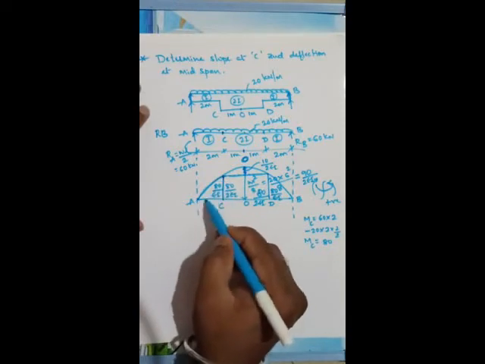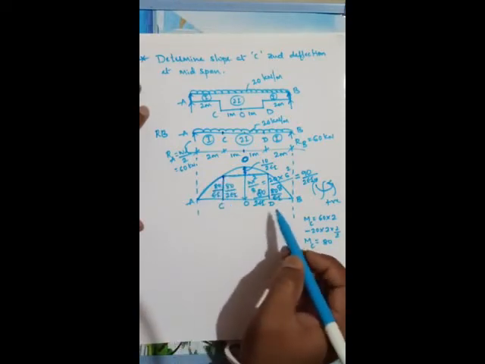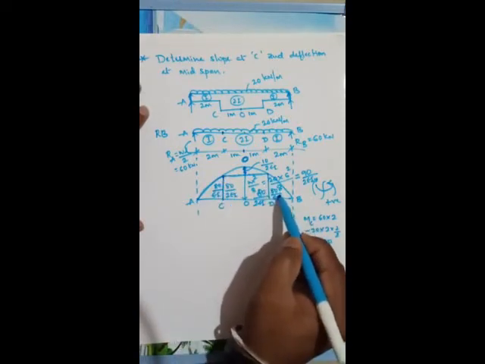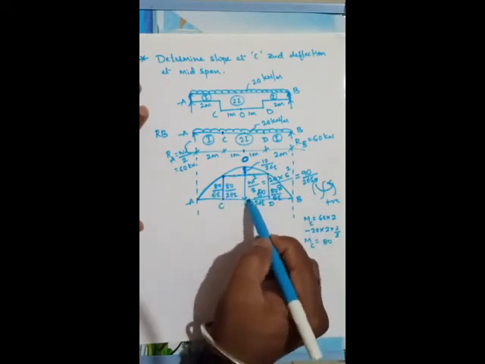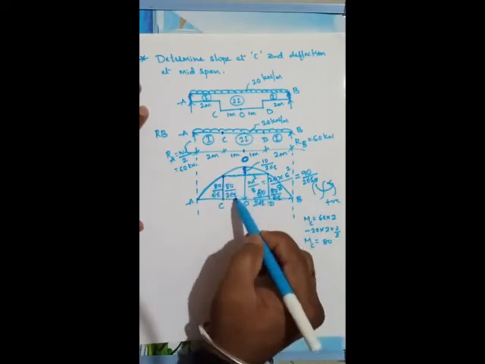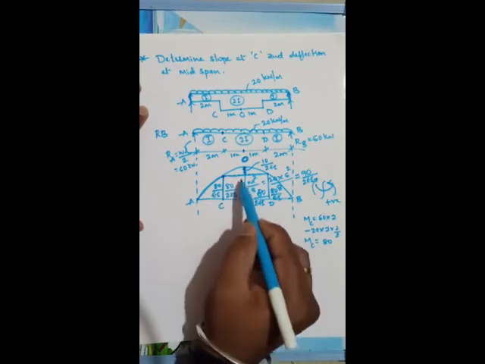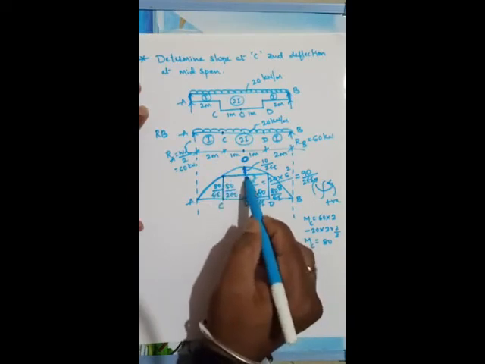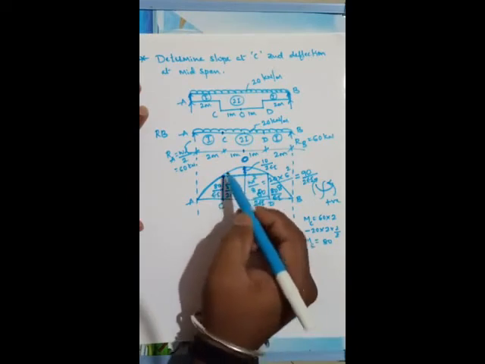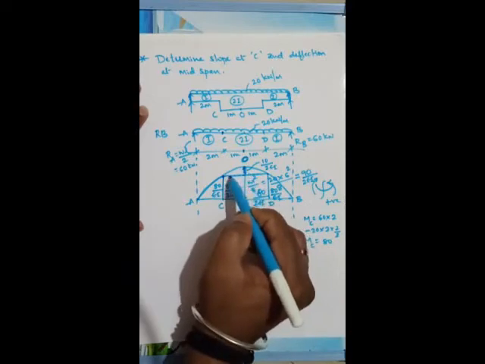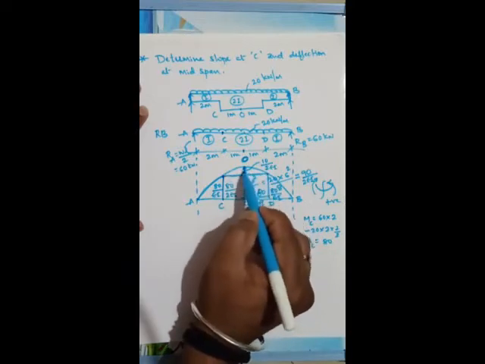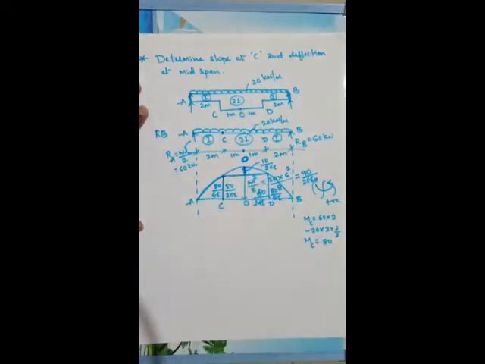So this type of figure with height 80 by EI, this figure with height 80 by EI, and this rectangle of height 80 by 2EI. Or else you can consider only this, and the base will change. And this side is again 10 by 2EI.